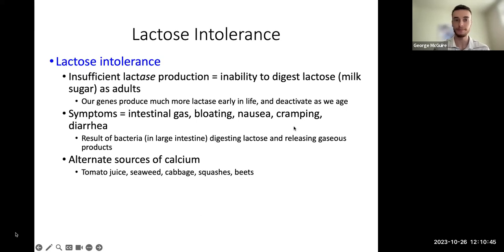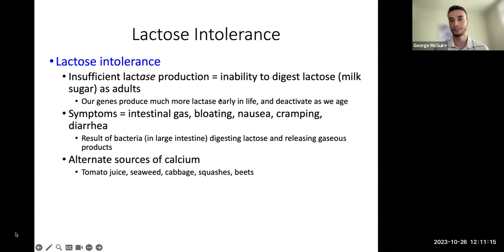Okay? And so those with lactose intolerance have access to lots of other great sources of calcium, like tomato juice, cabbage, beets. And nowadays we have things like Lactaid. Lactaid is literally just concentrated lactase. So if you drink it or take some before you eat a dairy product, you're essentially providing that enzyme that your body needs to break apart that lactose. And so you don't need to produce it yourself.